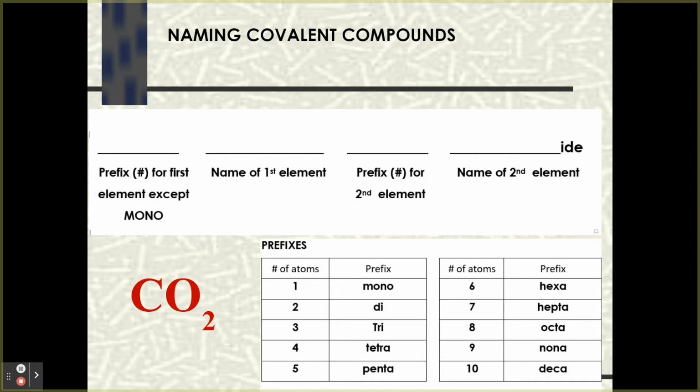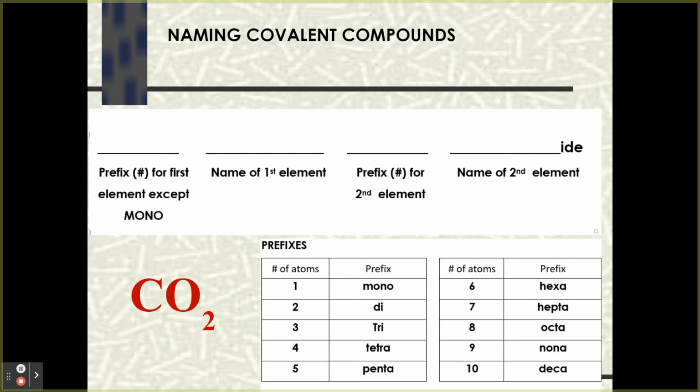All right, let's take an example. Oh, by the way, the list of prefixes are all here. One is mono, two is di, three is tri, four is tetra, five is penta, six hexa, seven hepta, eight octa, nine nona, and 10 deca.